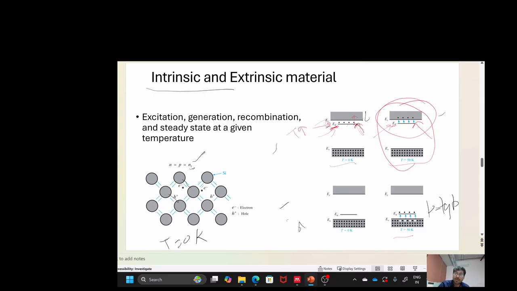If you increase the temperature further, let us say to 300 Kelvin, some electrons also go from the valency band to the conduction band. So both will be there, some intrinsic and also extrinsic.